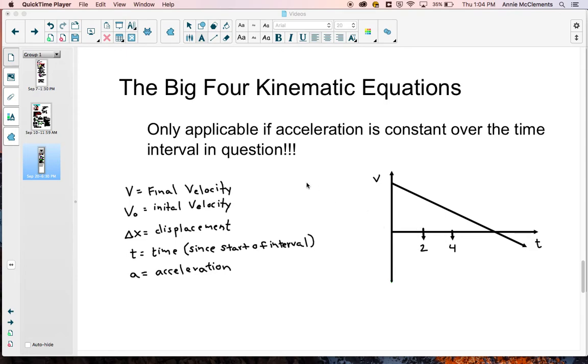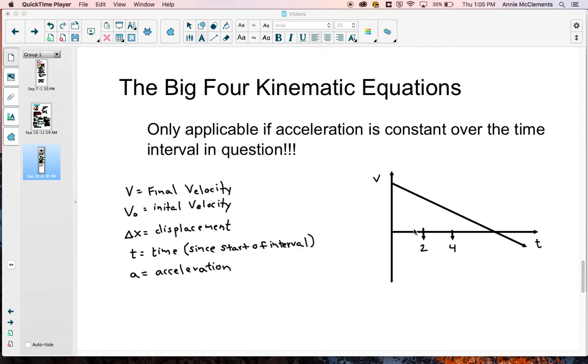Just to review some variables that you'll see in these equations. I'm using slightly different conventions for final and initial velocity. Remember, we sometimes use v sub f for final velocity. In this case, I'm just going to have it be v, and I'm going to use v naught for initial velocity, where we sometimes use v sub i. Those are the same. Again, delta x is displacement, t is time, time since the start of the interval.